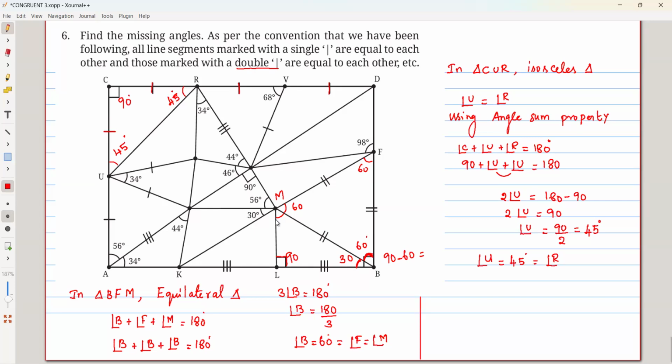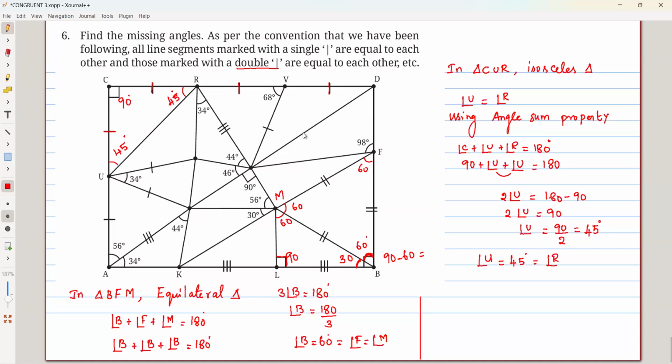Yeah. Angle sum property. Sum of three angles is equal to 180 degree. 90 plus 30 plus this angle, if you are taking this as M, is equal to 180 degree. Okay, 90 plus 30 is 120. So 180 minus 120, we'll be getting as 60. You'll be getting this angle as 60 degree.